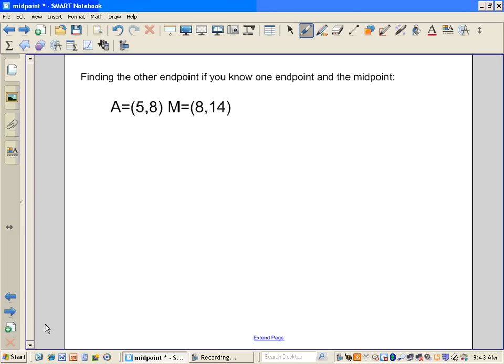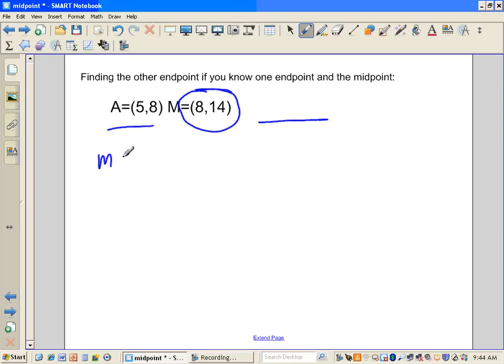Now, midpoint's pretty easy. Hopefully you think so as well. Here's 2 or 3 examples where we have the midpoint already, and we have one endpoint, but we don't know what the other endpoint is. So we're going to have to do a little bit of solving here to find the missing endpoint. And so what we're going to do is use the formula.